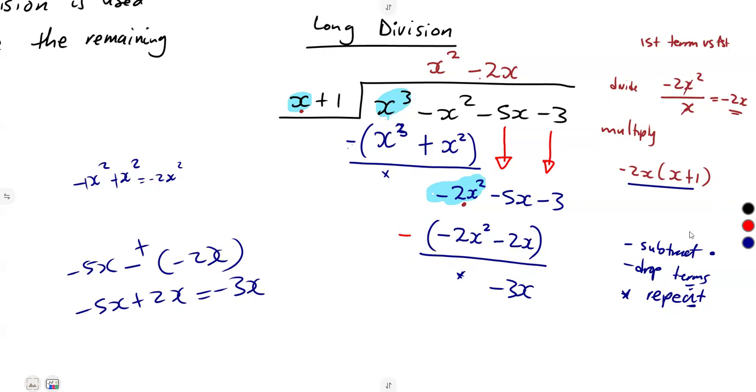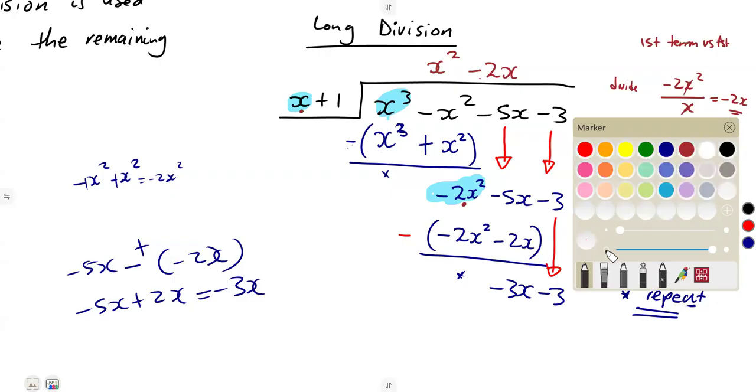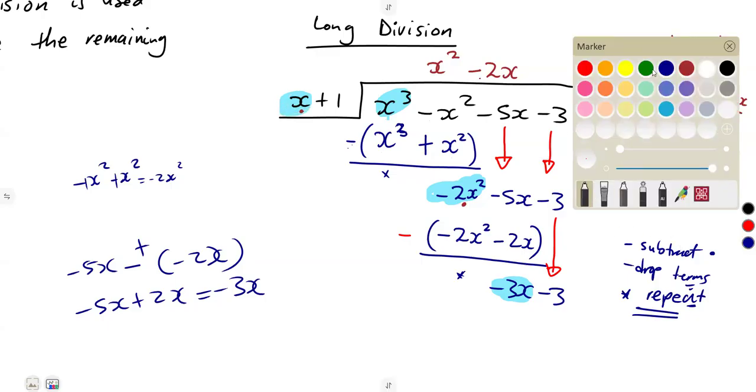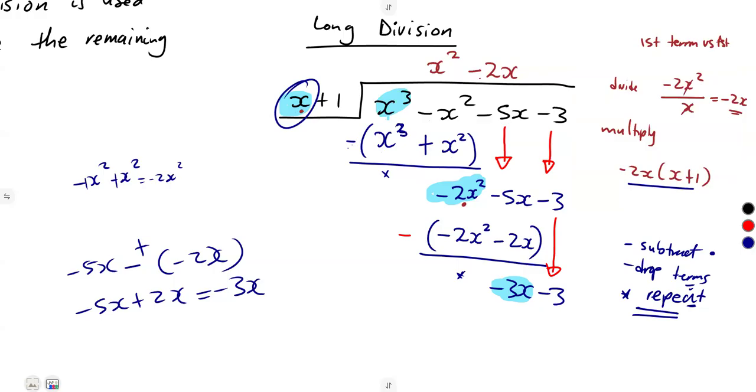So what is going to happen with the negative 3? We drop the remaining terms down. So we're going to drop that negative 3. All right. After that, we are supposed to repeat. What are we repeating? That division that we had there, which states that always it is the first term versus the first term, that x that you are having here, you divide.